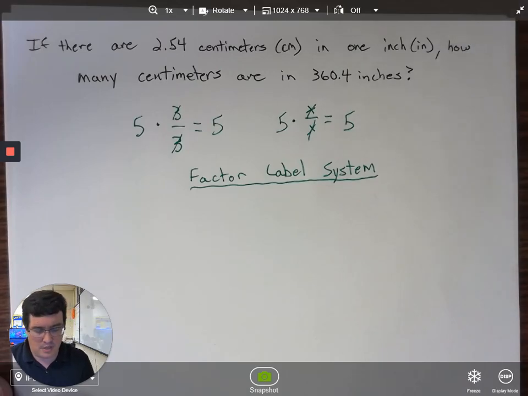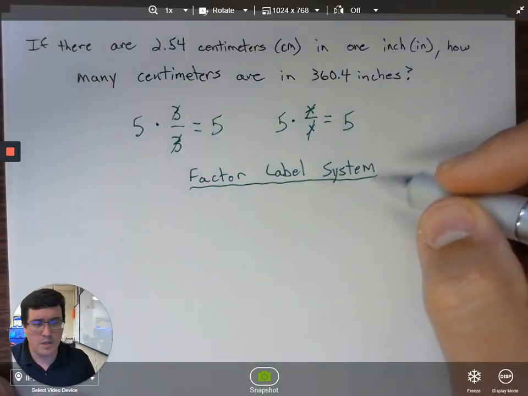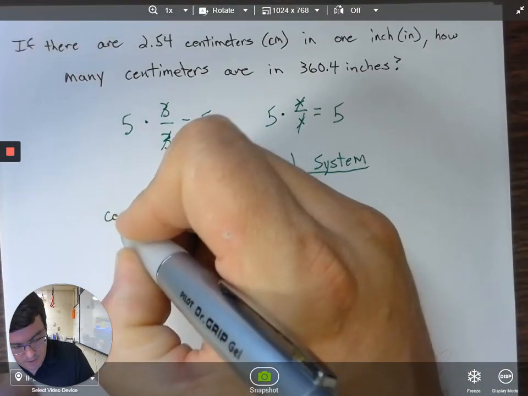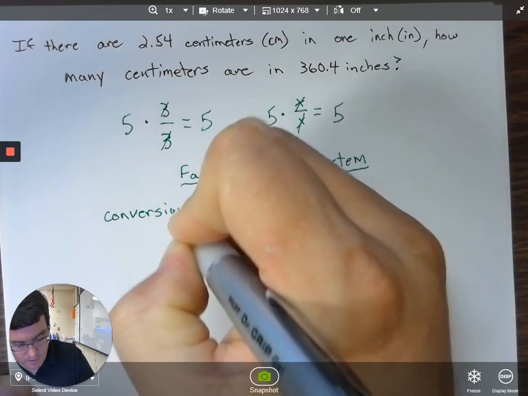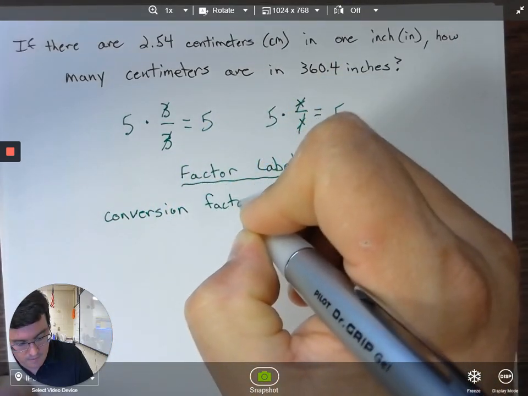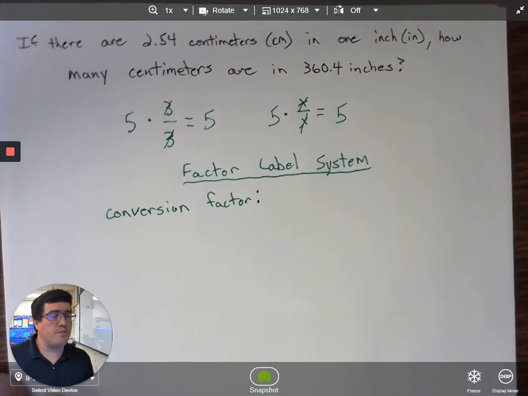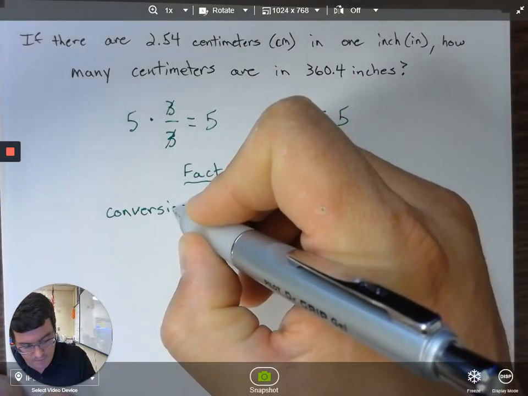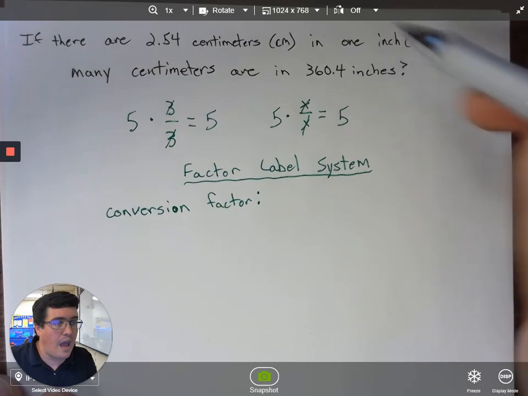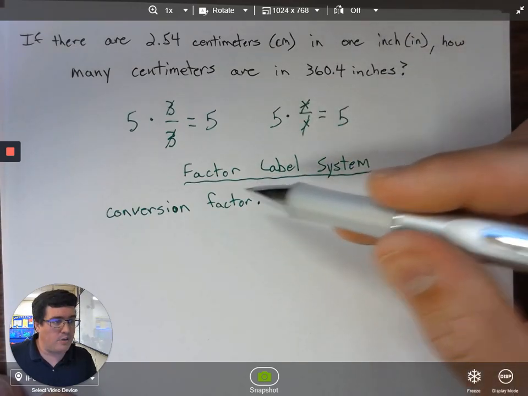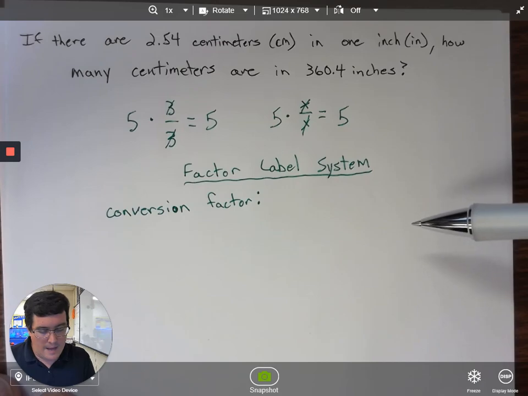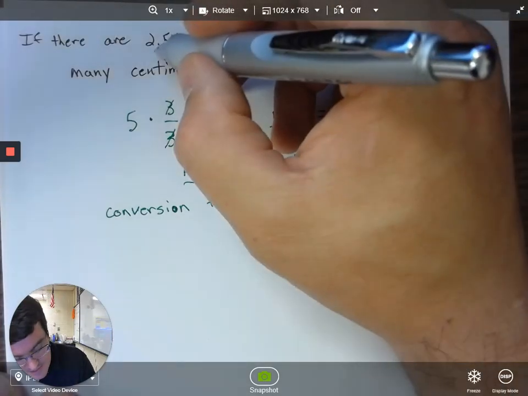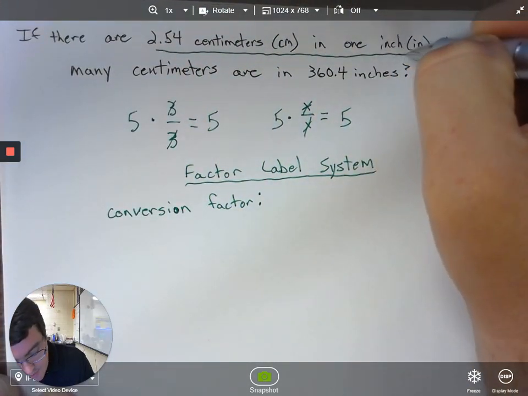And what we're going to do is take this problem and pick something very special out of it. To do any factor label, dimensional analysis, whatever you want to call it, you need a conversion factor. A conversion factor is something we can always pick out of a problem. Sometimes, however, you're going to be given conversion factors in a problem. You won't even have to read it out of the text; it'll just be given to you. Here's the conversion factor. In this problem, it's not given to us, so we have to pick it out. And it is contained in this statement right here.